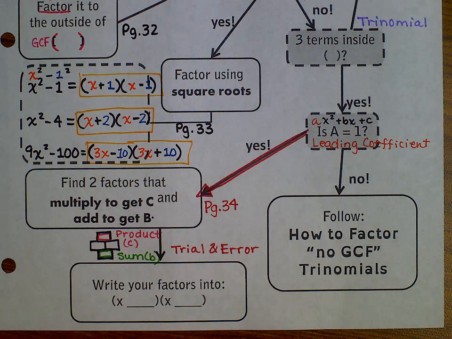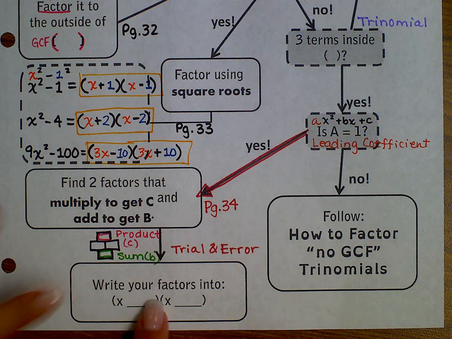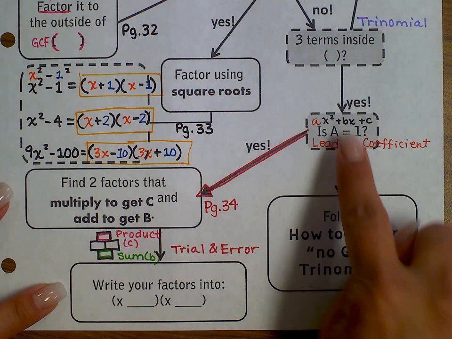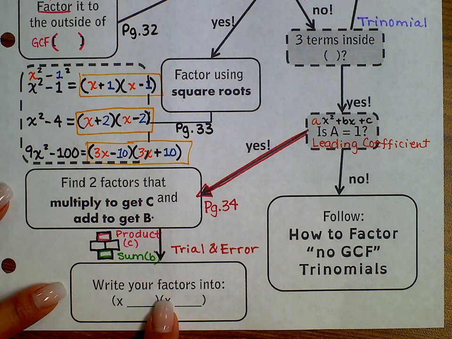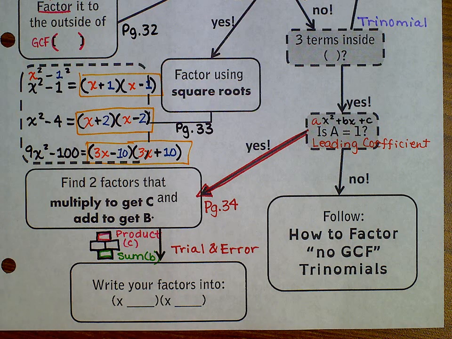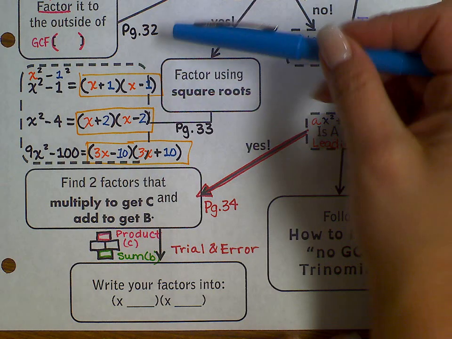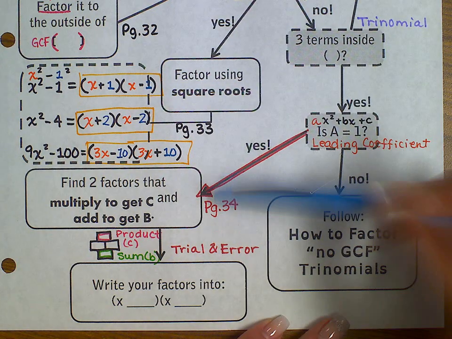And then you wrote your factors like this, right? Now, if you have a trinomial and your leading coefficient is 1, please don't waste your time. Go back and solve it the easy way. Today we are not talking about the easy way. This is everything that we've done so far. Page 32, page 33, page 34.